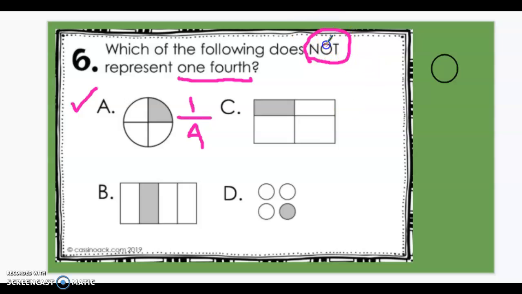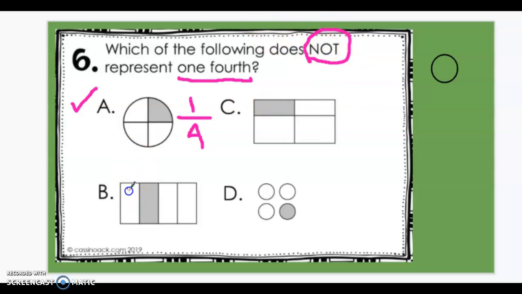When it's asking for something that does not represent or does not match or has the word not in your word problem, answer choice letter A is always going to be a true statement, and they do that to try to trick you. So we really have to pay attention to the word not, okay?